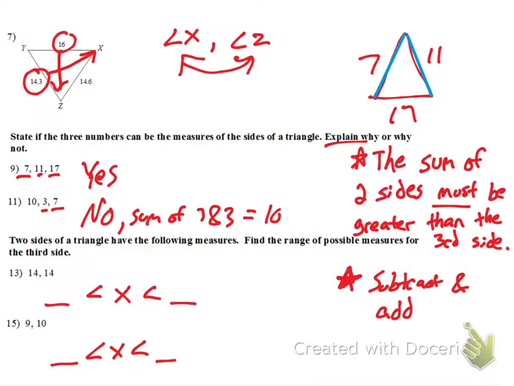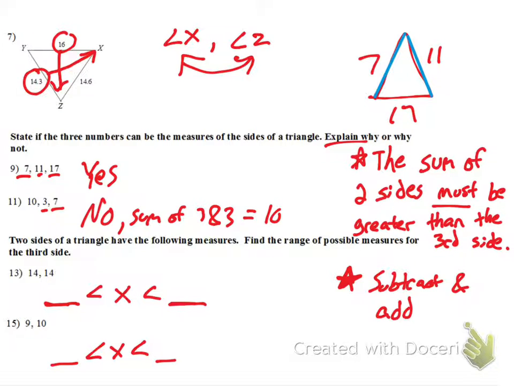All right, 13 and 15. The 2 sides of a triangle have the following measures. Find the range of possible measures for the third side. So what you need to do is you need to subtract, and then you need to add. So you want to set your final answer up like I have here, and these are just blanks that you're going to fill in. X is going to be your range, or the middle of your range, I guess you could say.